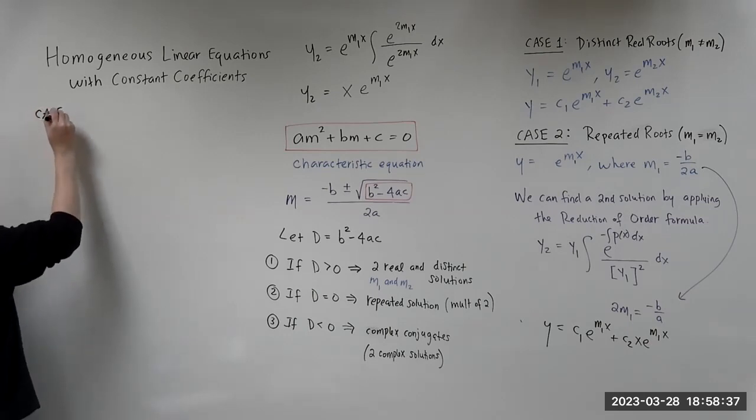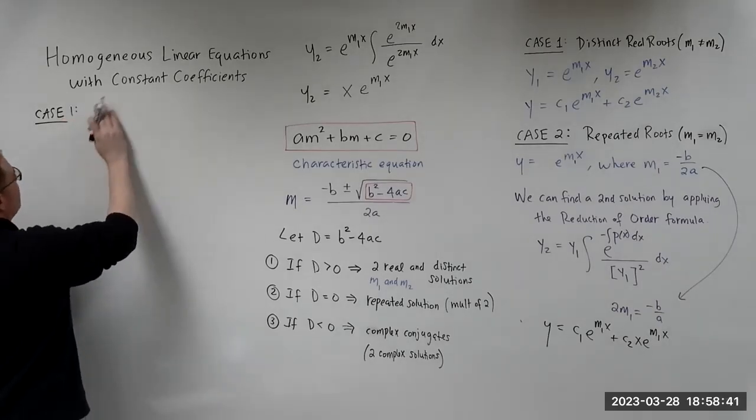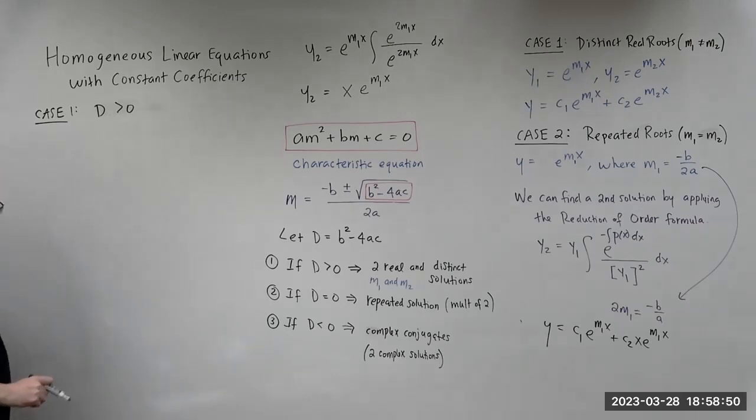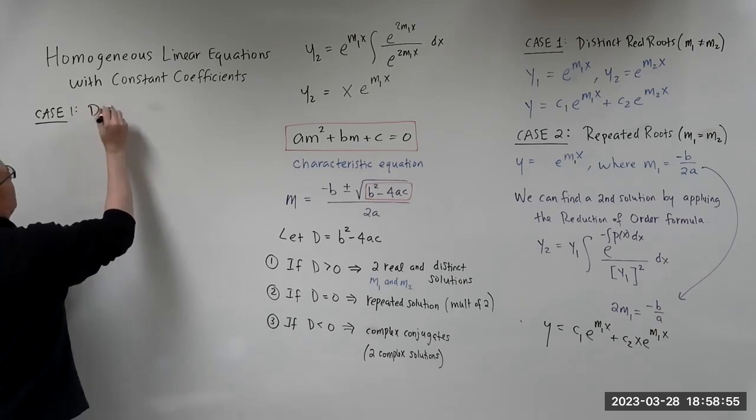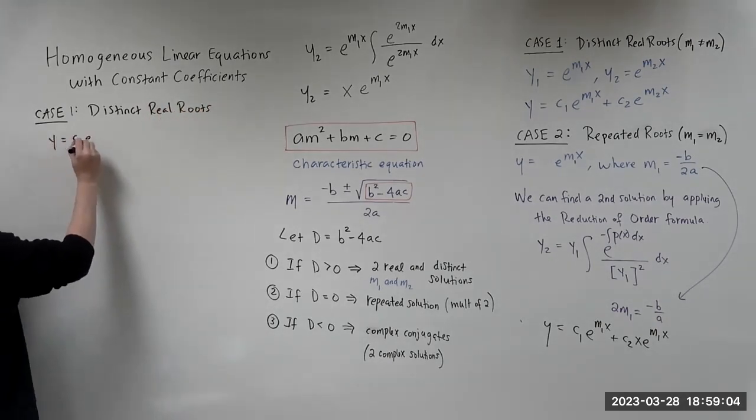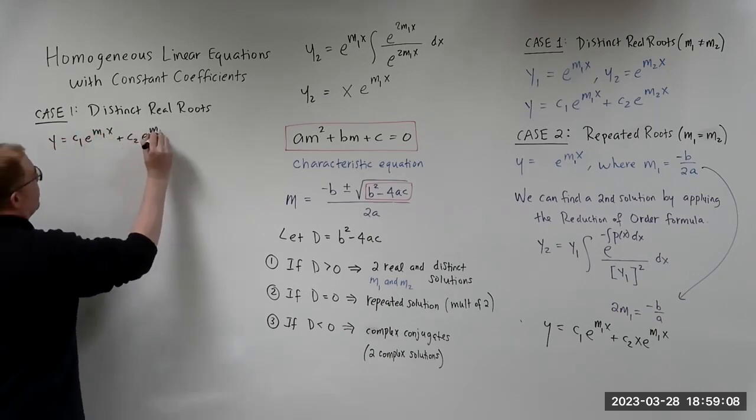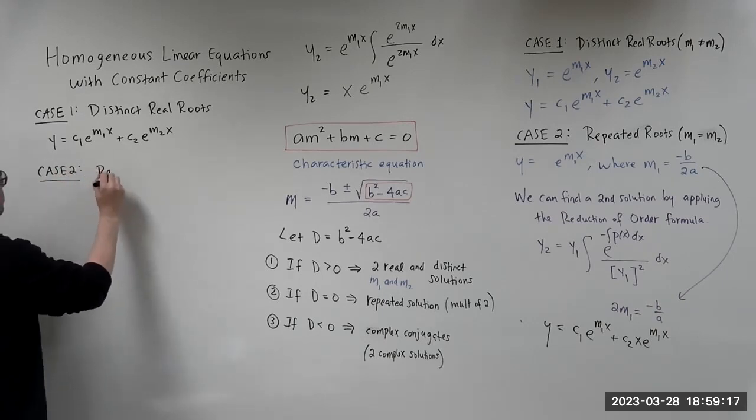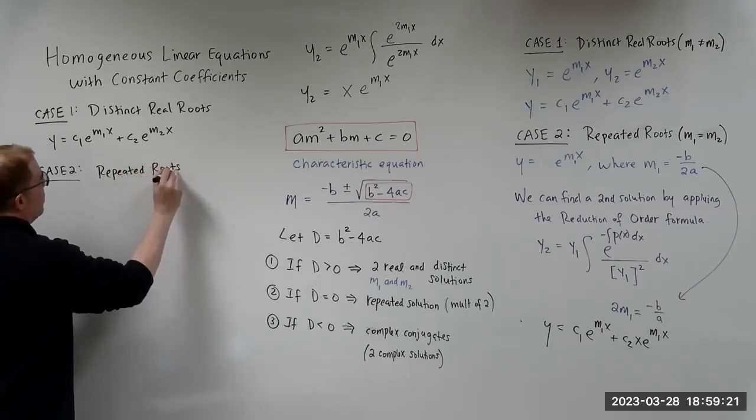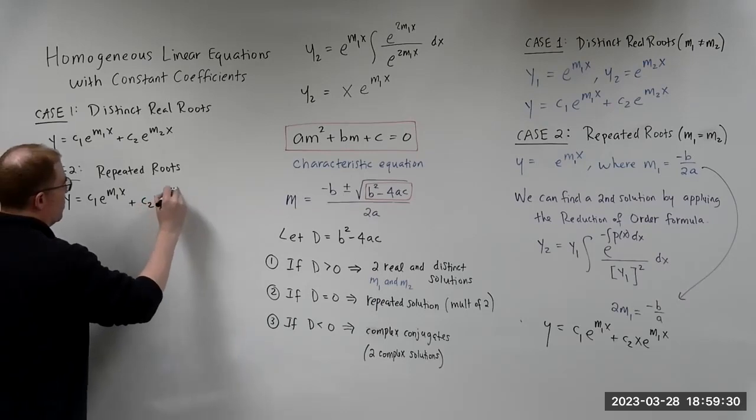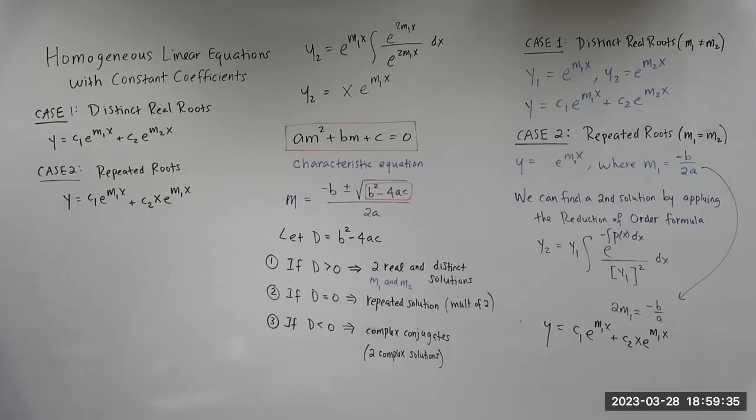For case one, distinct real roots. And then we had repeated roots. Good. So we'll get to case three in a few minutes, but let's go through some examples.